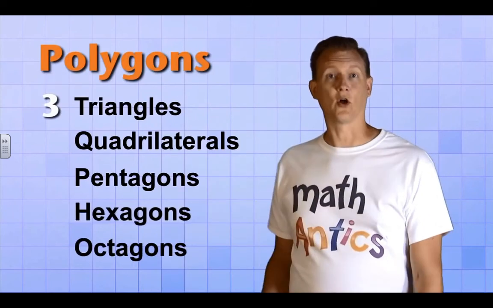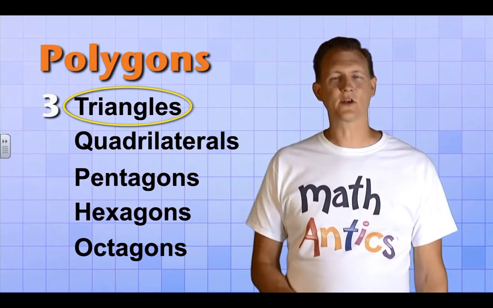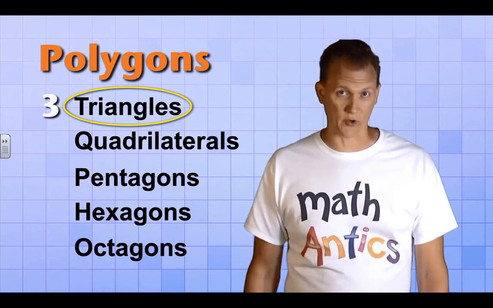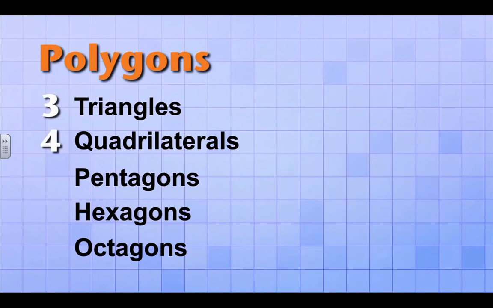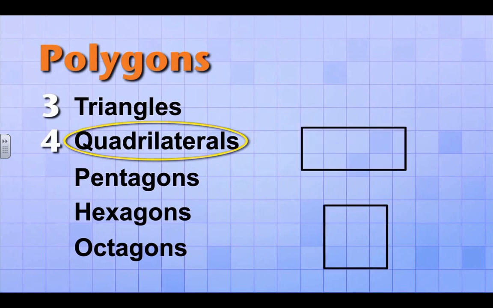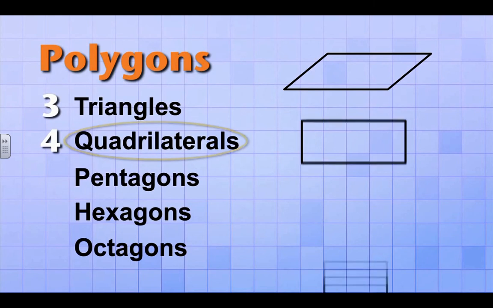Three-sided polygons are called triangles. Triangles are so important in geometry that they'll get a whole video of their own. Four-sided polygons are called quadrilaterals. Wow, now that's a fancy math word. But it helps if you just remember that the first part, quad, means four. Quadrilaterals are shapes like squares, rectangles, and parallelograms. They'll also get a video of their own.